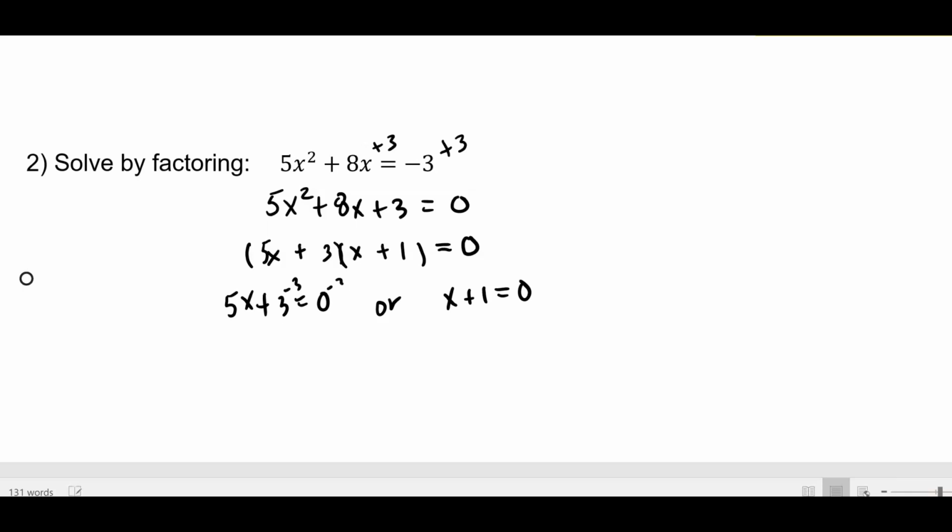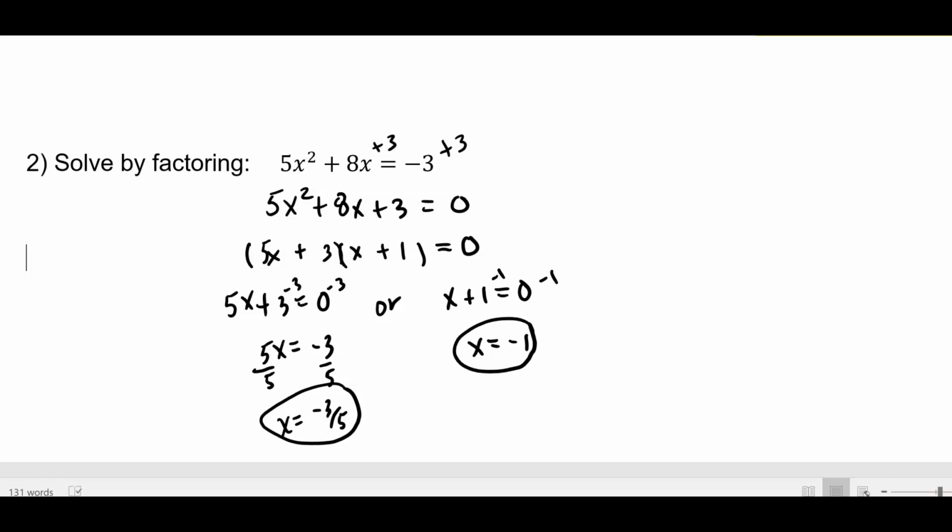Now we need to set each factor to 0. Then we're going to subtract 3 here. 5x equals -3. Divide by 5. So one solution is -3/5. And we're going to subtract 1 on this side, and the other solution is -1.